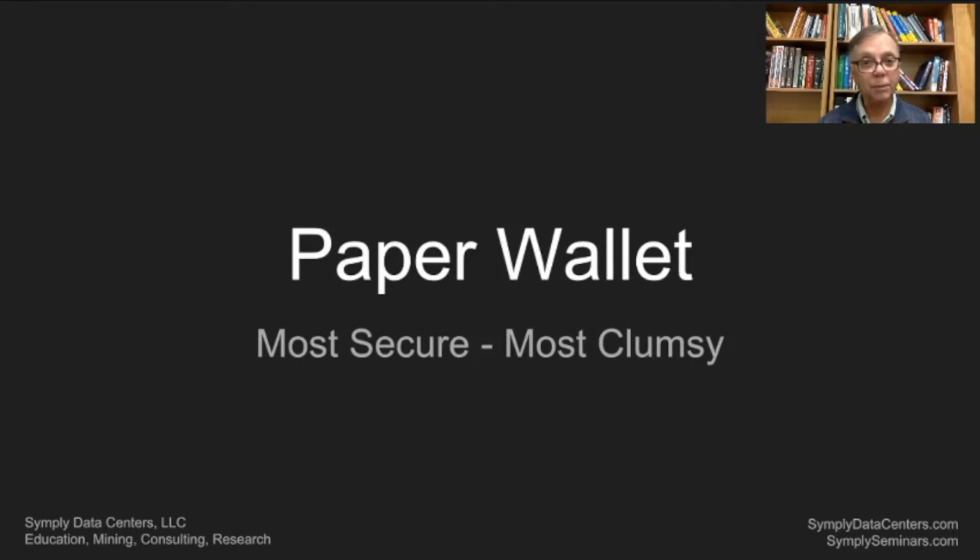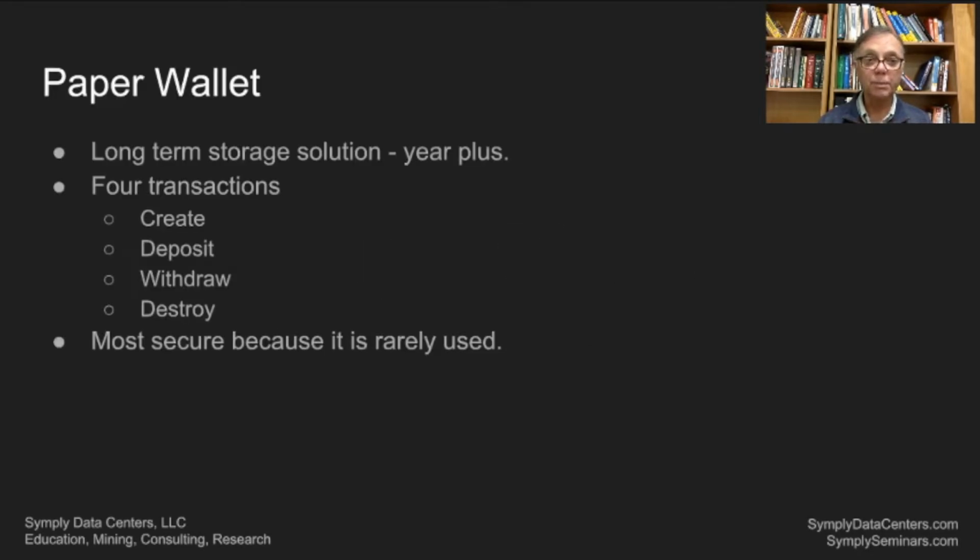And then finally, the paper wallet, which interestingly enough is perhaps the most secure, but clearly the most clumsy. So use a paper wallet for long-term storage. Think of a year or more. And think about using it just to create, deposit, withdraw, and destroy. Don't use it to participate in trade or to purchase something at a vendor. It's really appropriate for storage, and when you withdraw it, move it to another wallet where you can manipulate it.